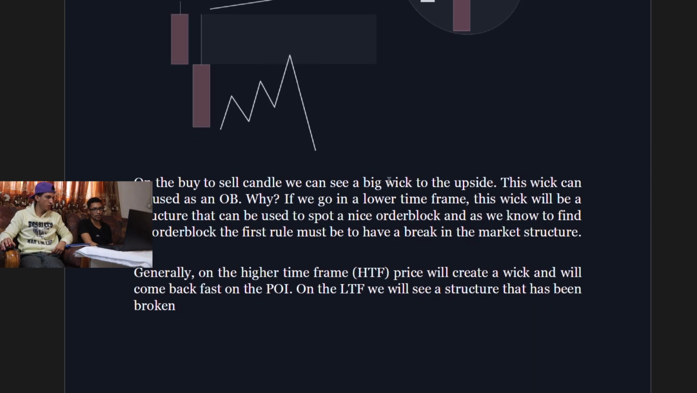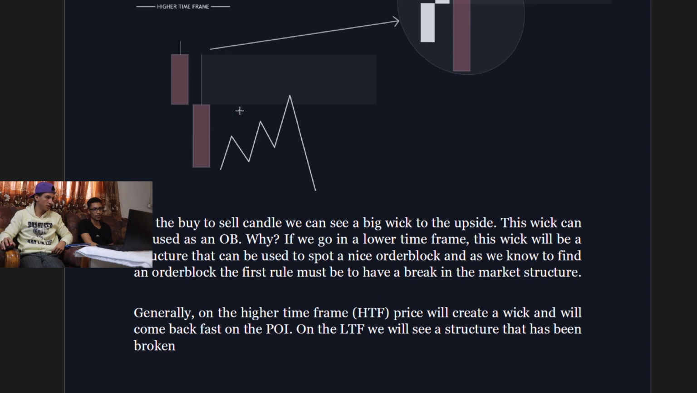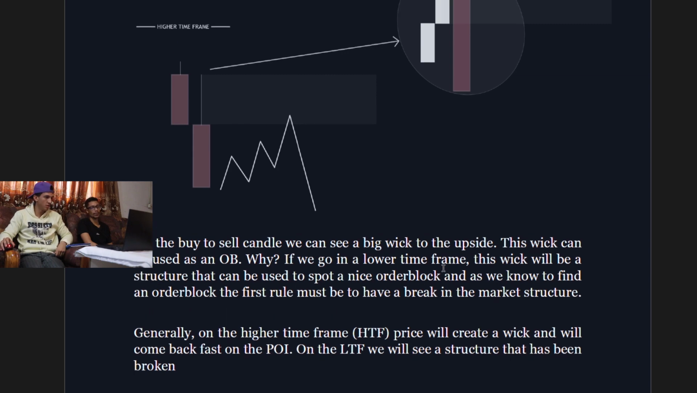How to identify order blocks on the buy to sell candle: we can see there's a big wick to the upside, which is right here. The wick can be used as an OB. Why? If you go on a lower time frame, the wick will be structure that can be used to spot a nice order block. And as we know, to find an order block, the first rule must be to identify breakout structure, exactly like what you just said, in reverse.